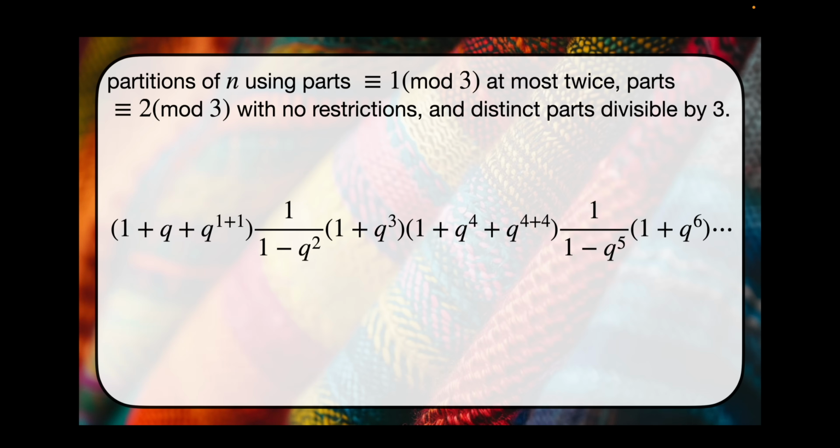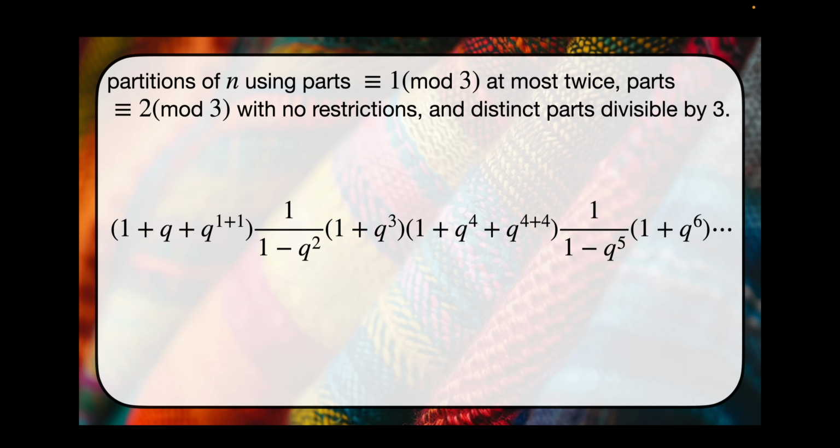So let's say we want to look at the partitions of n using parts that are congruent to 1 mod 3 at most twice, parts congruent to 2 mod 3 with no restrictions, and then distinct parts divisible by 3. In other words, parts that are congruent to 0 mod 3 at most once. And so as you can see here, we've got 1 plus q to the 1 plus 1. So that would be using the number 1 at most twice. Similarly, we've got 1 plus q to the 4 plus q to the 4 plus 4. So that would be using 4 at most twice.